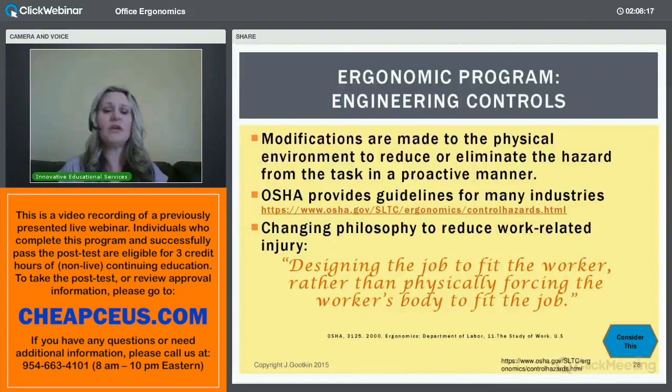And when employers are looking at an ergonomic program, they really have to think about those engineering controls or modifications to the physical work environment. And I have here the link to the OSHA guidelines that I mentioned earlier. And OSHA's philosophy that they're putting out there is currently that they should design the job to fit the worker rather than physically forcing the worker's body to fit the job.